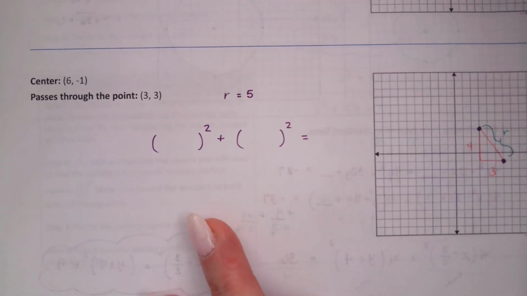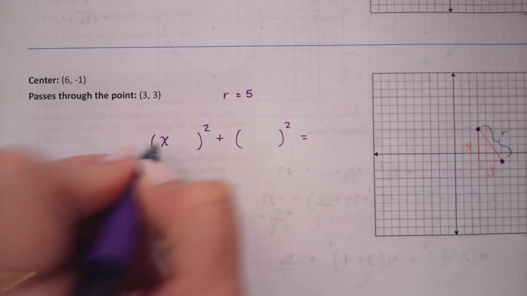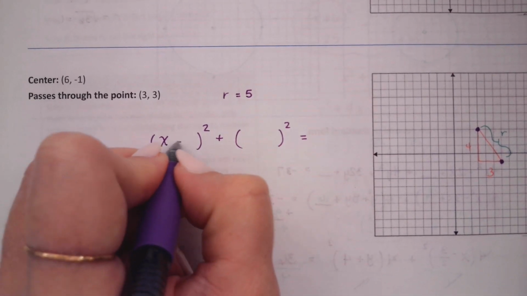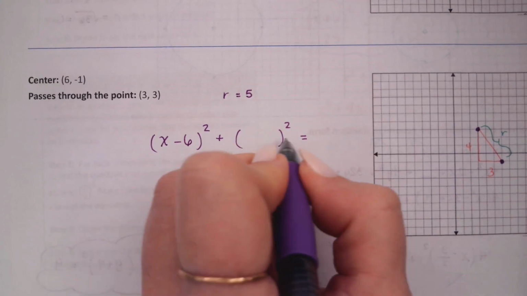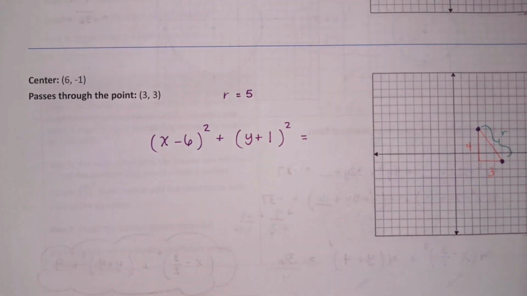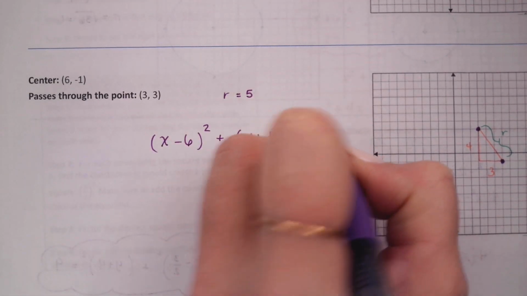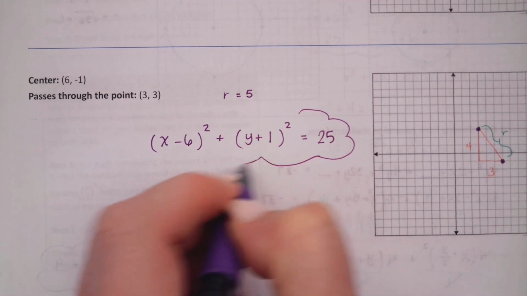Okay, starting with putting in my center. We'll have x minus our h squared. Good. And then we'll have our y minus our k squared, y plus 1. And then we'll have our radius squared, 25. Okay.